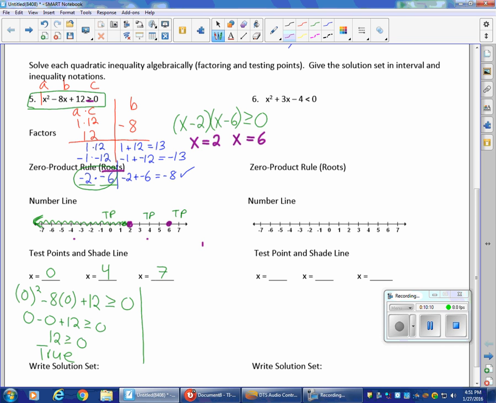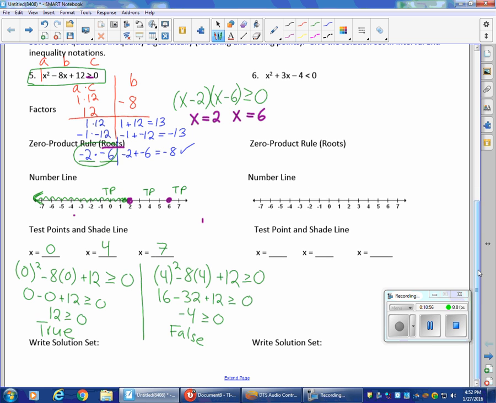And in each way, I'm going to test my intervals to see if they work. So I could go to 4. So we have 4 squared minus 8 times 4 plus 12 is greater than or equal to 0. So this is 16, 4 squared, minus 32 plus 12. 16 plus 12 is 28. Minus 32 is going to take me to negative 4. Is negative 4 greater than or equal to 0? We should say false at that point. So that means I don't want to shade this middle area. I'm going to leave it alone. Not going to do anything to it.